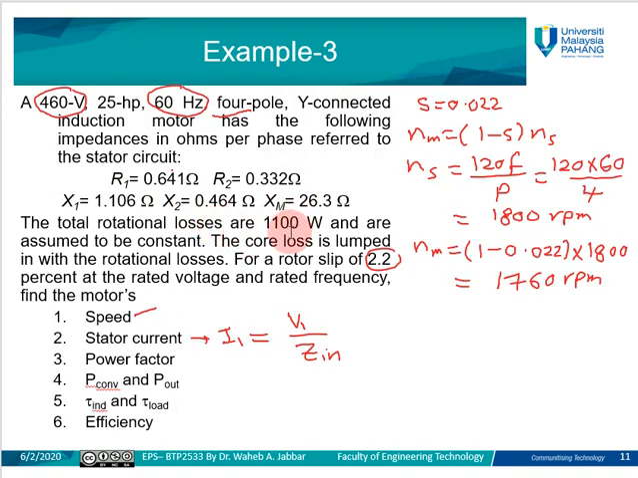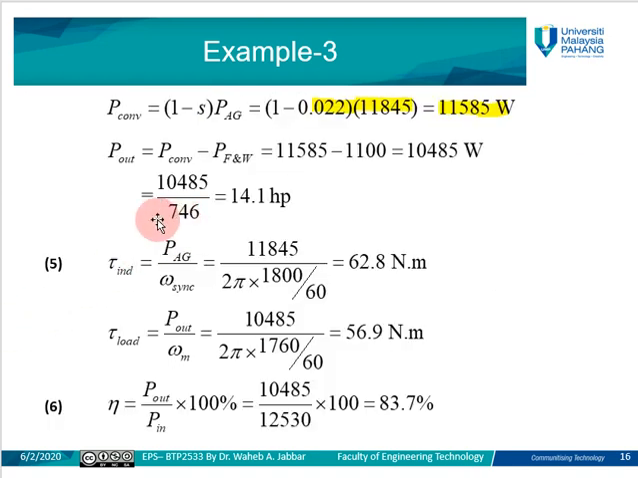he said the mechanical losses are 1100 watt. This is the mechanical losses, rotational losses or mechanical losses here. So we just substitute the values. P out is equal to P converted minus the P mechanical losses, which is 1100. So this one, 1585 minus 1180, gives you the P out. This is the P out in watt.